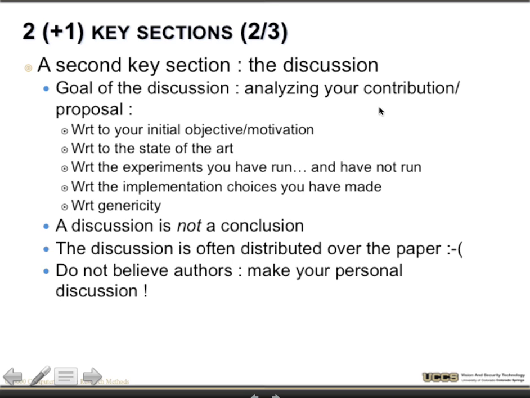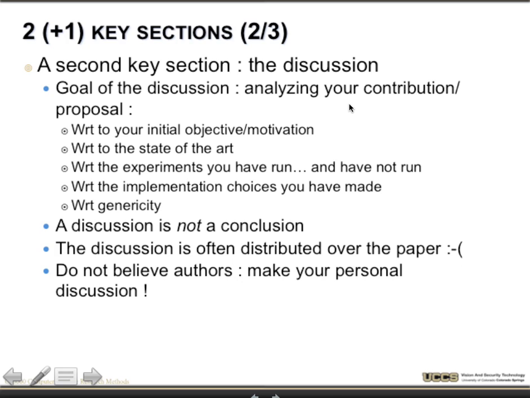The second section is what I would call the discussion. This tends to be at the end of the paper. Sometimes the discussion is in a section called conclusion because people have different styles of writing, but generally there's either a section called discussion or the discussion shows up in the end of the experimental section or in the conclusion section.